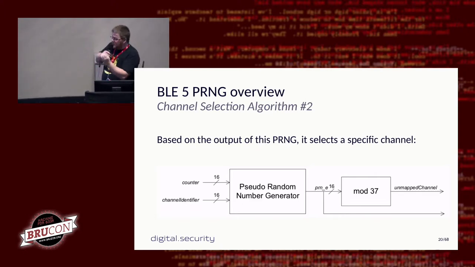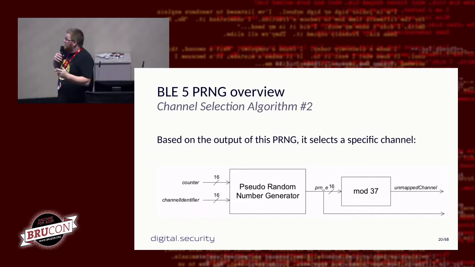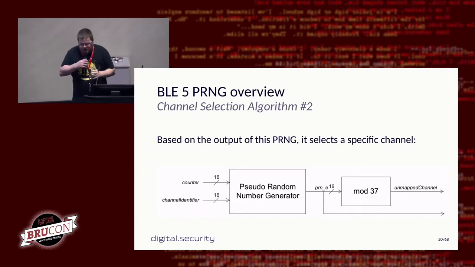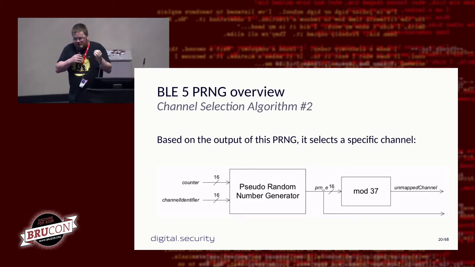So the first input is a counter. The second input is a channel identifier. Then we get this random number generation routine. Then we get as the output a random number, and we compute the next channel.